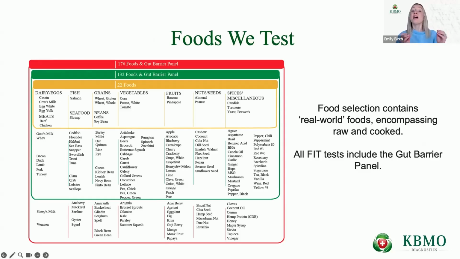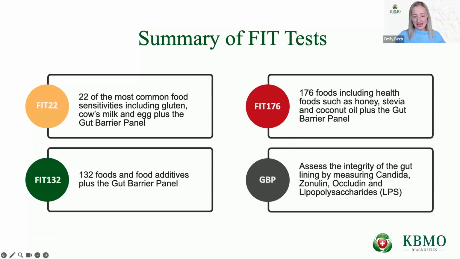I appreciate that this is very small on your screen, particularly if you're watching on a phone. I apologise, but you can actually see it on our website. There are 3 versions of the FIT test. All 3 of them come automatically with the gut barrier panel. The only difference between them is the foods and additives that they test. So we've got the FIT 22, which tests 22 items, the FIT 132, which tests 132, and the FIT 176, and I'll let you guess why it's called the FIT 176. In summary, these are they.